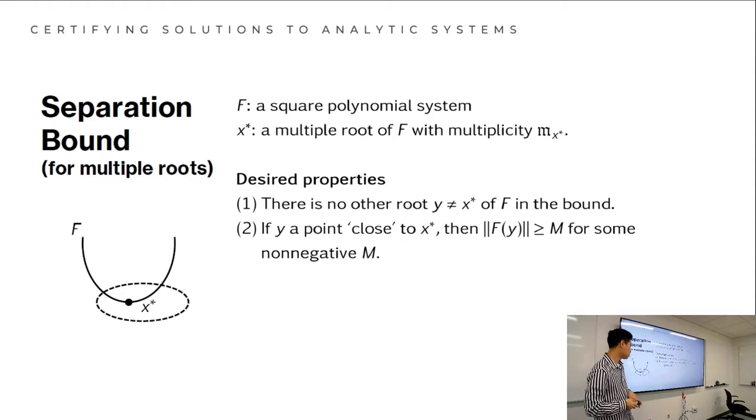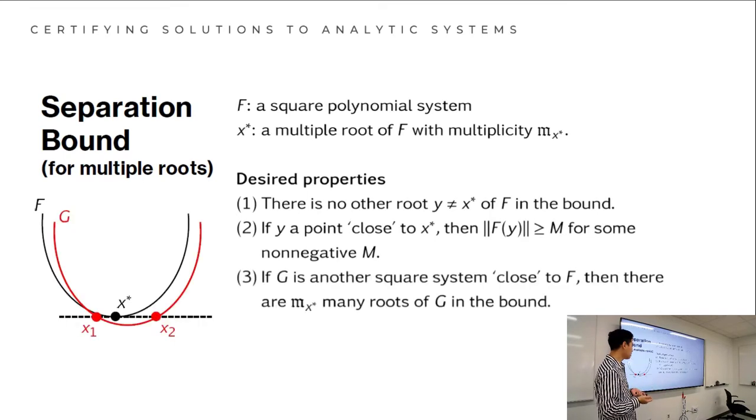The second property is quite similar to the first. Let's say this y is now a point inside our separation bound, which is close to x star. Then we want to say that the norm of capital F of y is greater than or equal to some non-negative number, which is similar to the first one, but also gives us an approximation of the lower bound for capital F of y. Okay, so this is a quite useful property. And the third property is, let's say the capital G is a perturbed system, but close to the capital F. Then inside our separation bound, we want to have exactly multiplicity many roots inside our separation bound. Does M depend on Y?